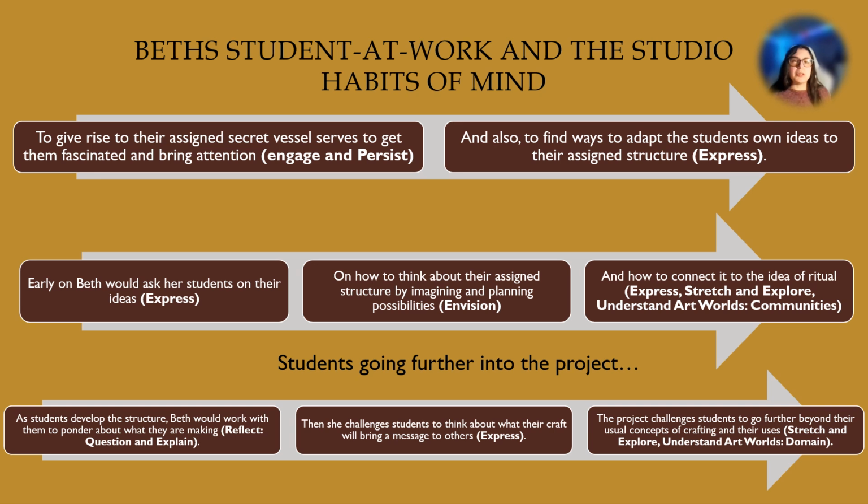The first thing that she would do is give rise to their assigned secret vessels to get them fascinated and bring attention, which is engage and persist. And then she would also find ways to adapt the students' own ideas to their assigned structure, which she would express. Early on, Beth would ask her students about their ideas, which she would express as well. And then on how to think about their assigned structure by imagining and planning possibilities, envisioning. And then how to connect it to the idea of ritual, which was express, stretch, and explore, understand art world communities, because Beth was doing a community during the time when the students were doing their projects.